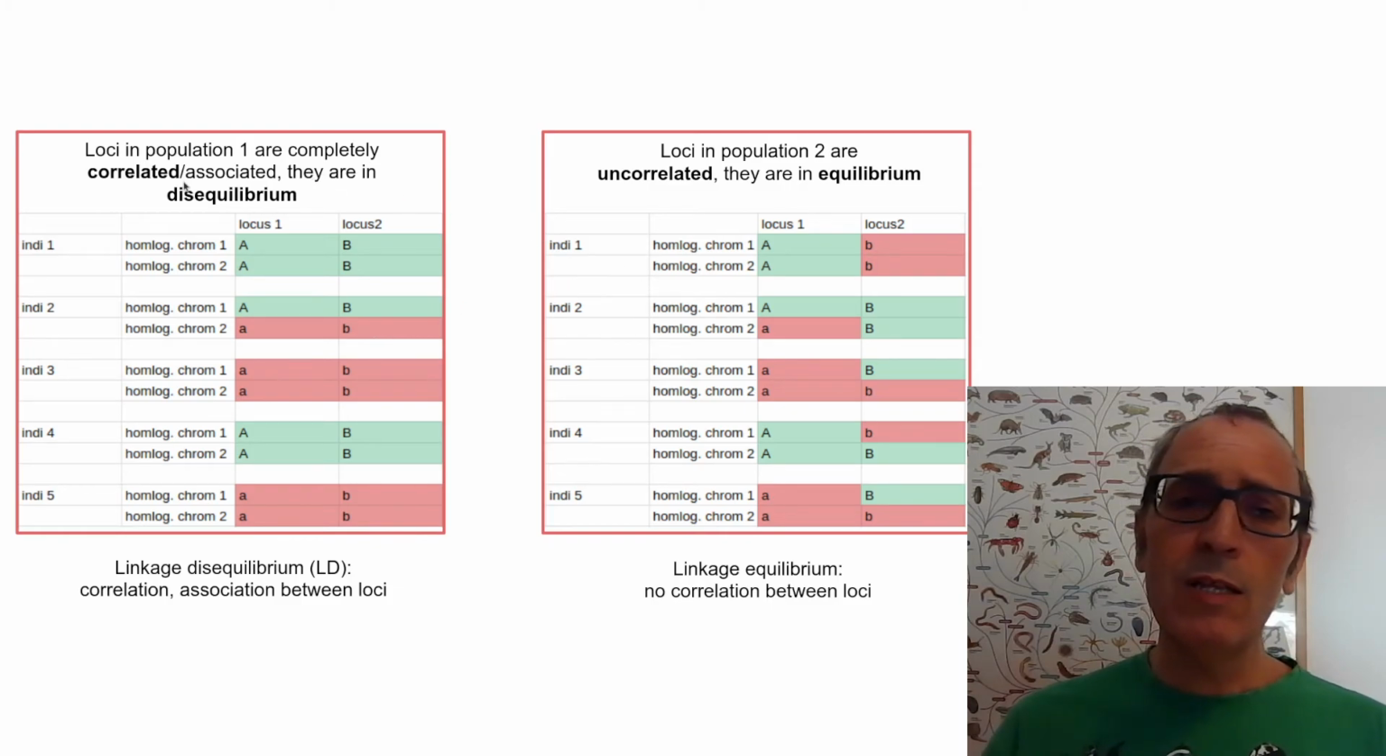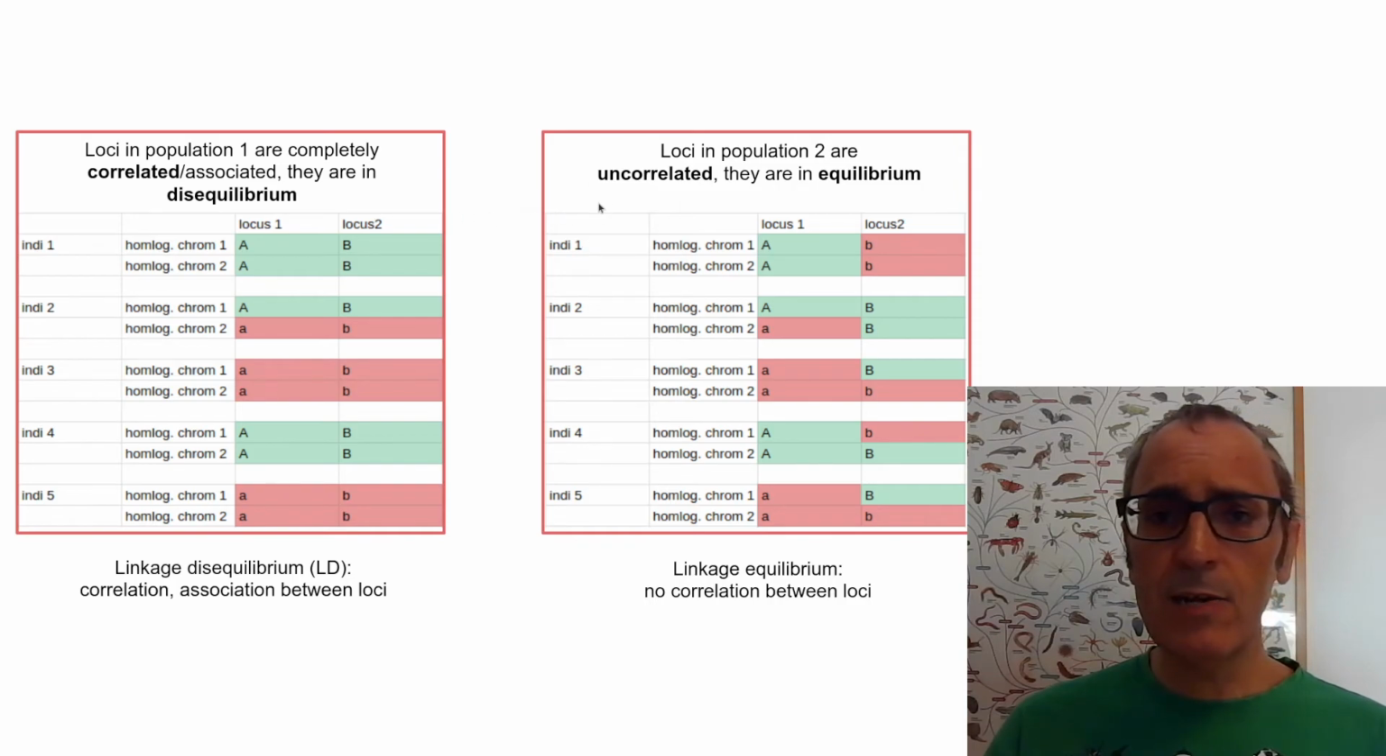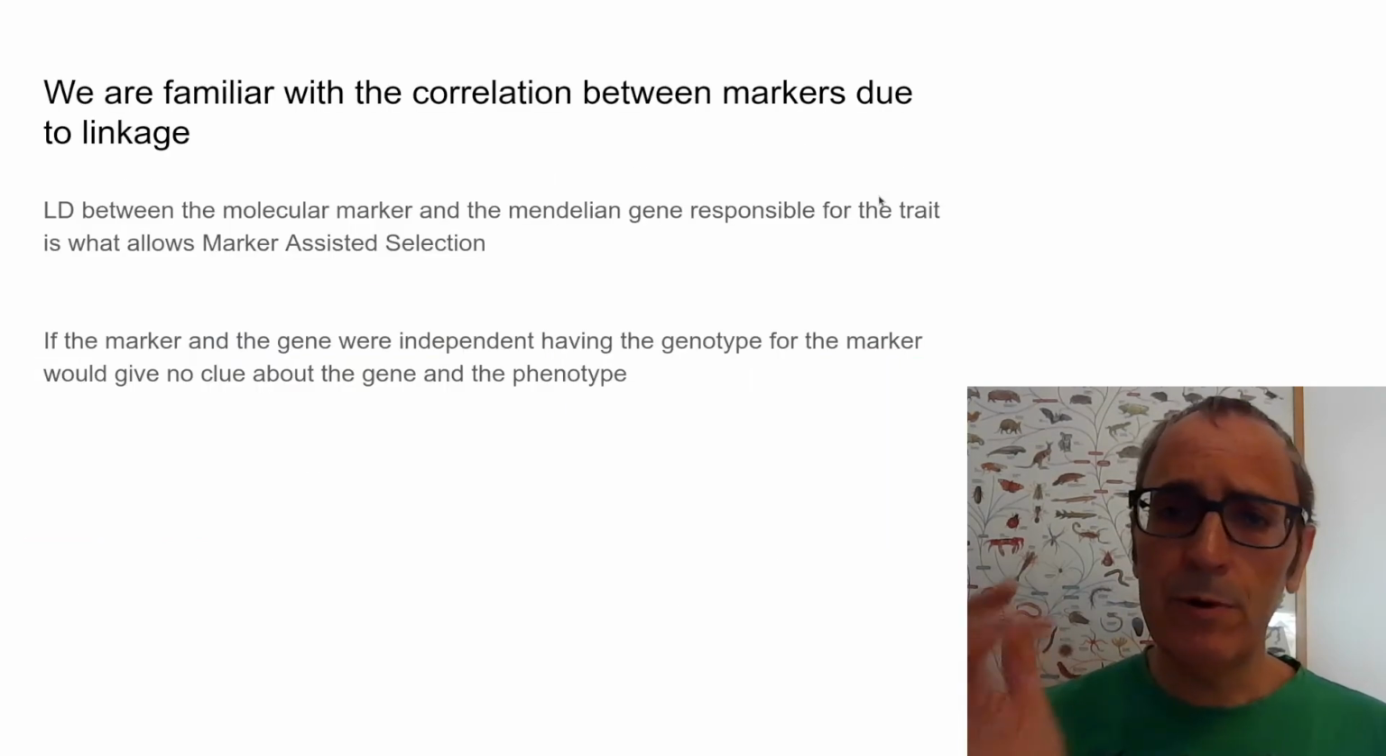Usually in genetics we do not talk about correlation between loci, we talk about disequilibrium. Two loci that are completely correlated, we say that are in disequilibrium, and two loci that are completely uncorrelated, we say that are in equilibrium.